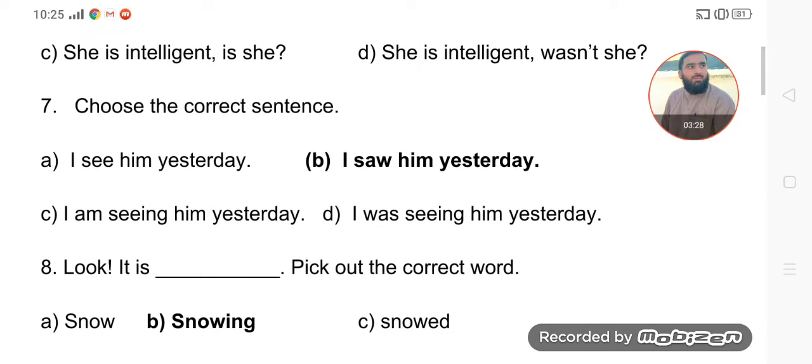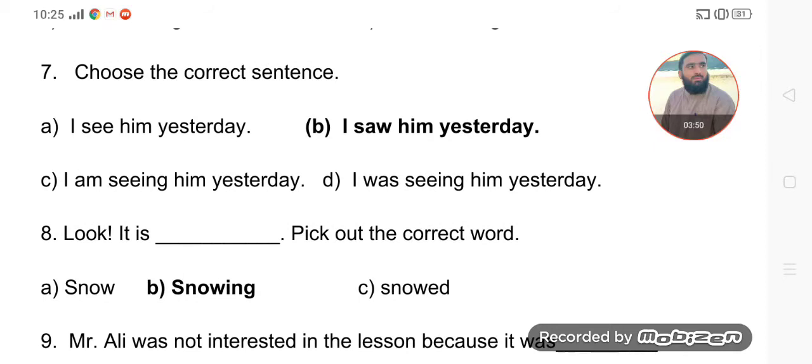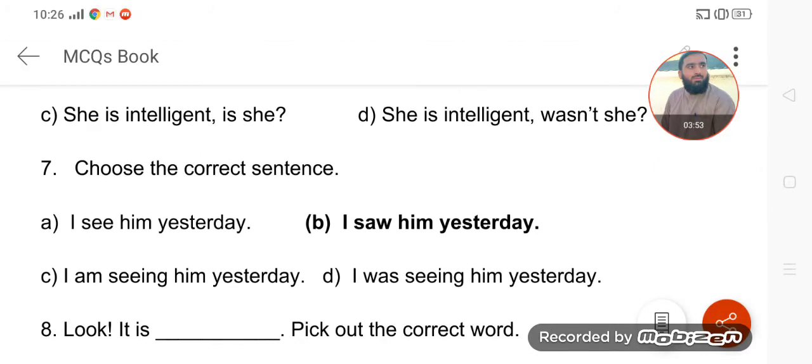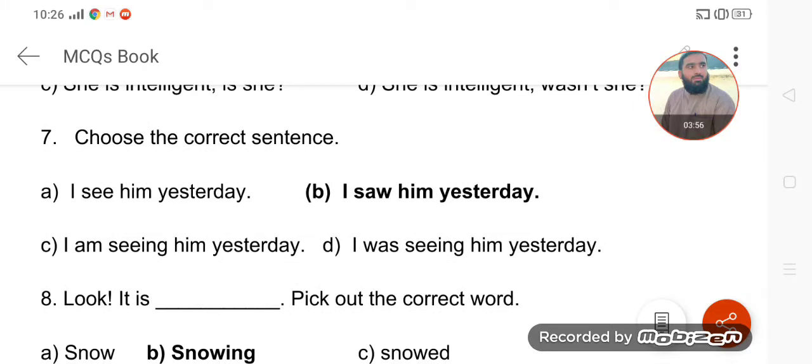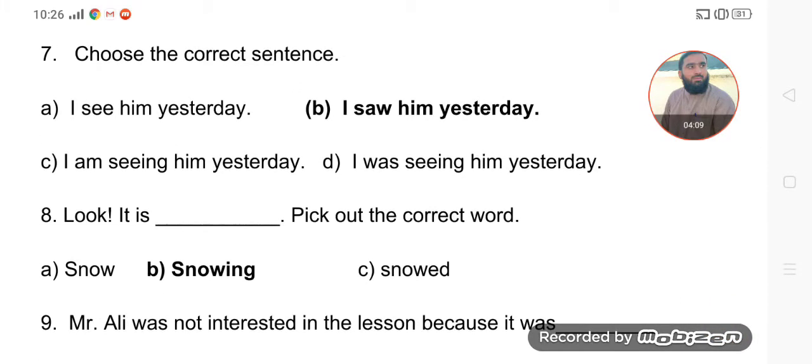Choose the correct sentence. I see him yesterday. I saw him yesterday. Yes. Jis tarah ke present indefinite tense ke liye indicators hai, usually, daily, regularly, often, isi tarah past indefinite ke liye bhi indicators hai, theek hai? Yesterday, ago, last night, last day, last month, these are indicators. Ye nishani hai past indefinite ki, theek hai? Yesterday ek nishani, isi tarah ago, few days ago, few months ago, theek hai? Few months back, okay? Last night, last month, these are indicators. So ye past indefinite mein hum express karenge, hum likhenge I saw him yesterday, theek hai?